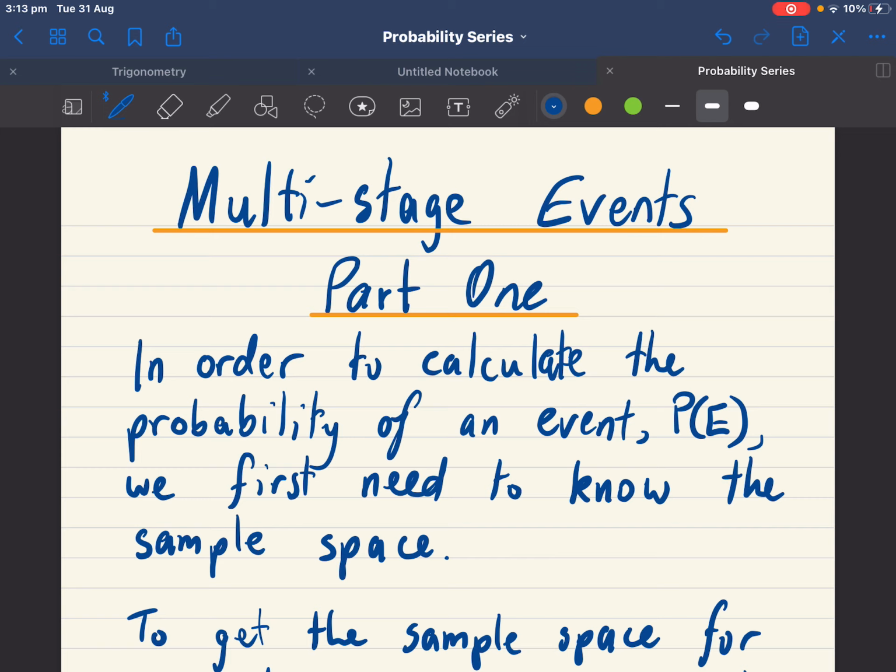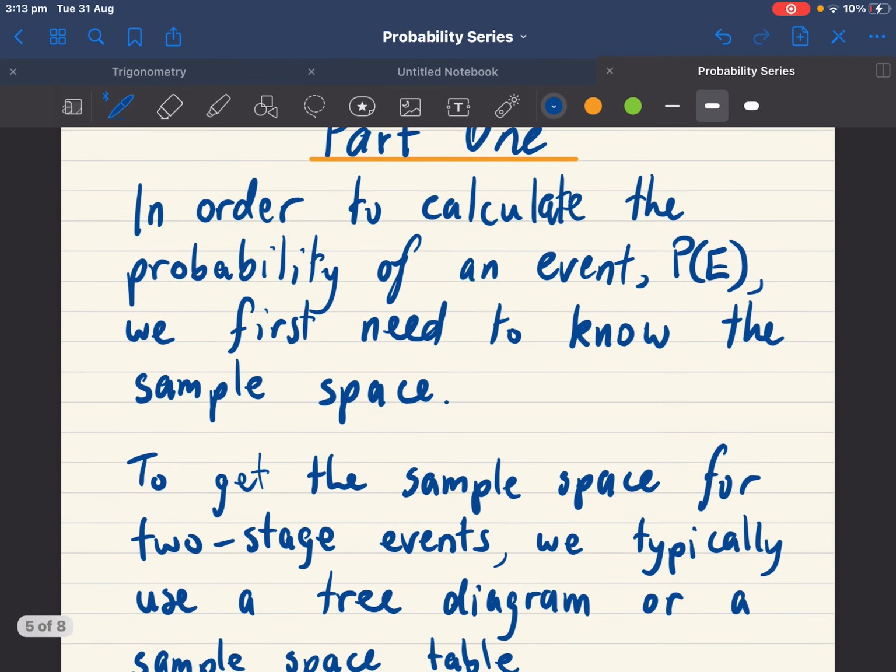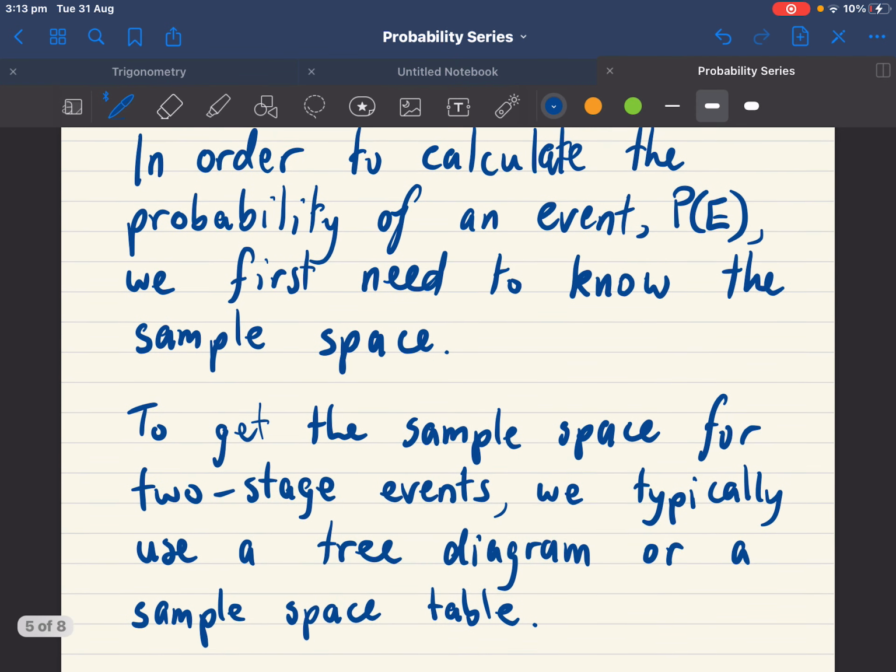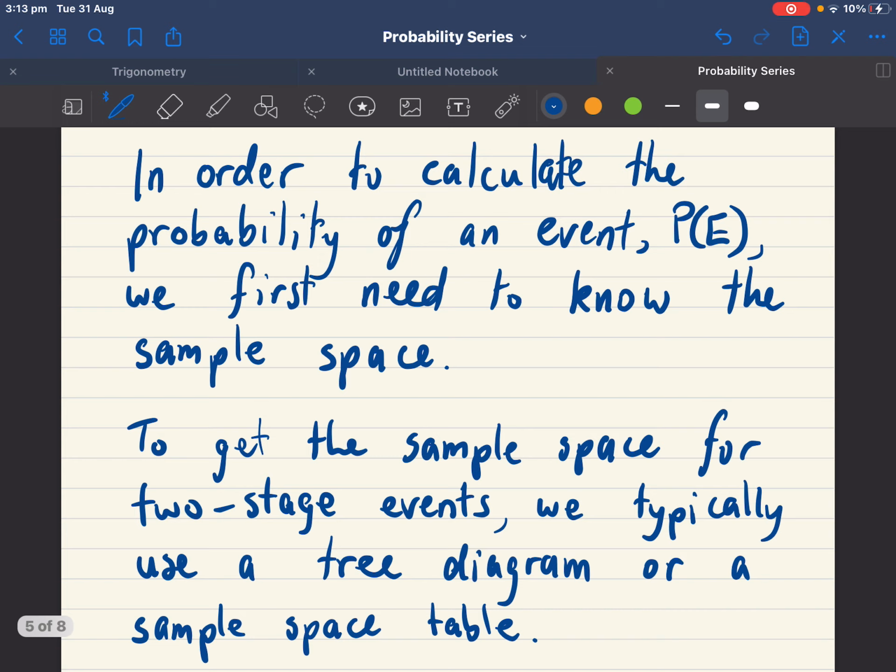So for those people that are getting all these notes in their books and want it all there for when they're looking back and revising over this topic, this would be your heading, multi-stage events part 1, and this will be your notes. So pause the video as required to copy down any notes you need. Now, what are we going to be covering in this lesson?